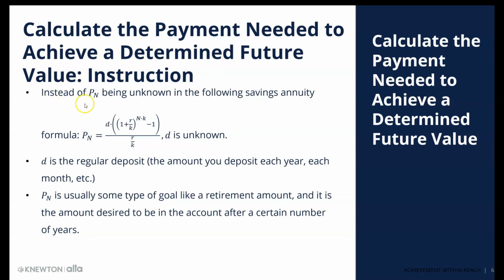Now let us consider the case when we need to calculate the payment needed to achieve a determined future value. In this case, instead of the accumulated amount P sub n being the unknown, we have the D here, the regular deposit amount, each year, each month, each quarter, etc., is the unknown. Now, usually this P sub n here is some type of a goal like a retirement amount, and it is the amount desired to be in the account after a certain number of years. And the D is the amount being deposited in the account on a regular basis.